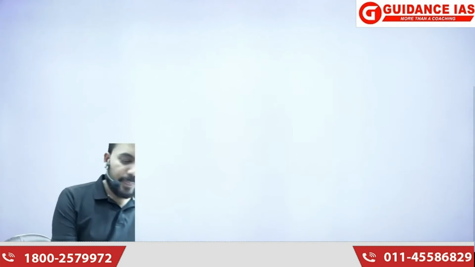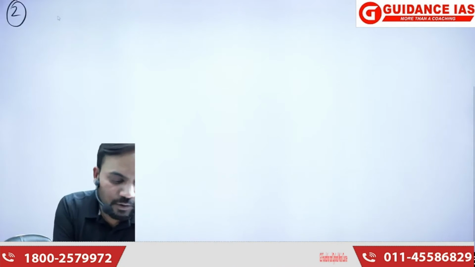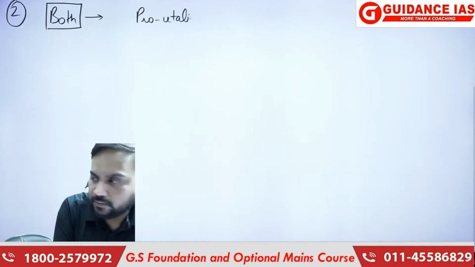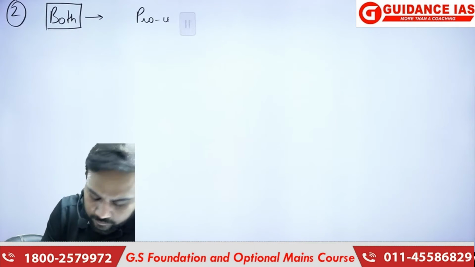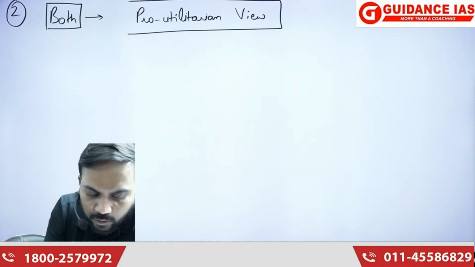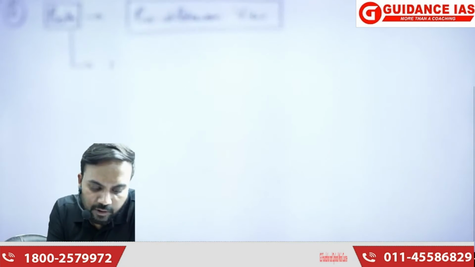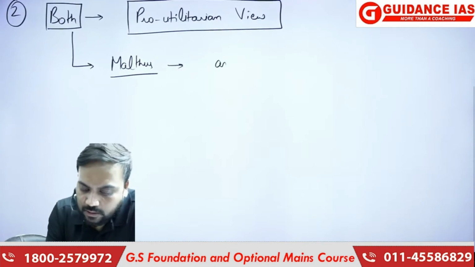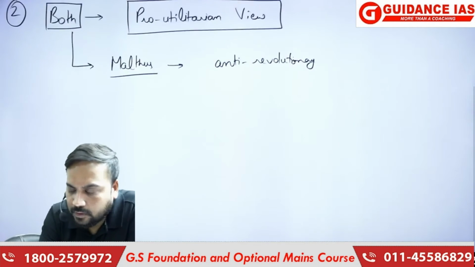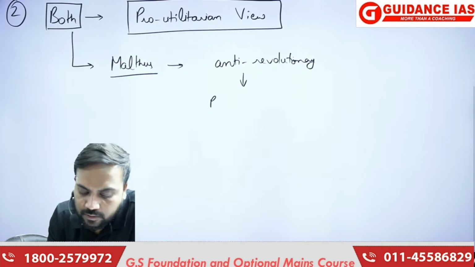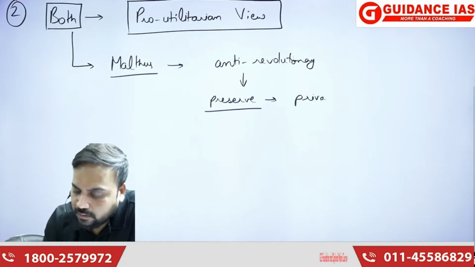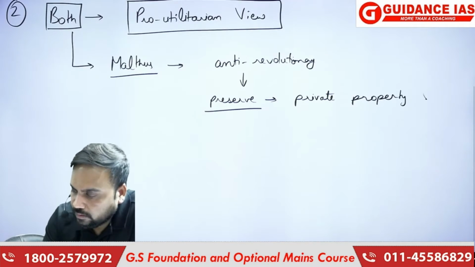So that is one. Both of them, if you look into another, इसी तरह का है, both of them had a pro-utilitarian view. But again, for Malthus, it was anti-revolutionary in nature, where he tried to preserve a system where there was preserving of private property and private enterprise.